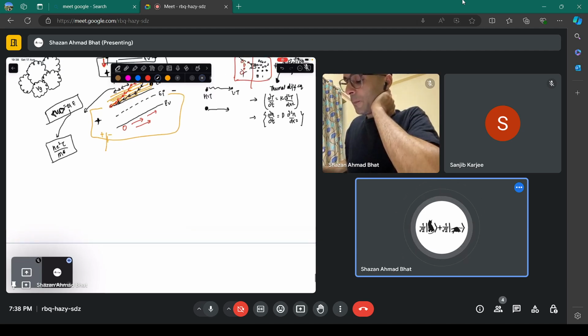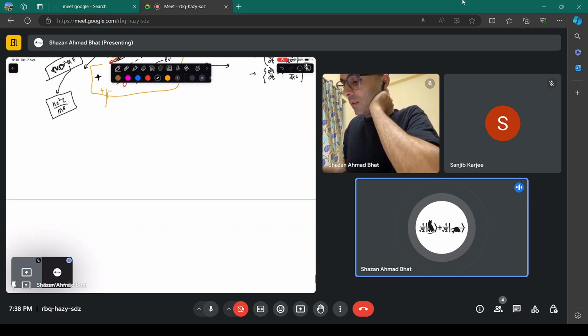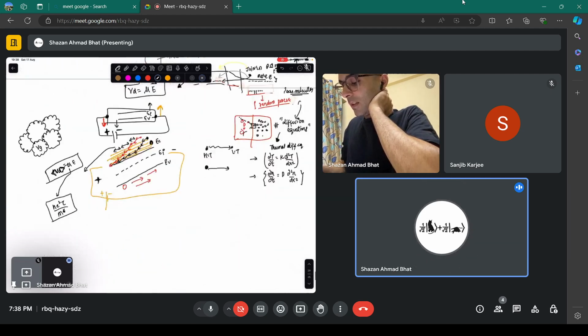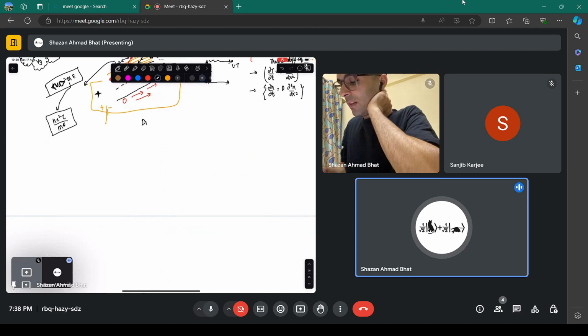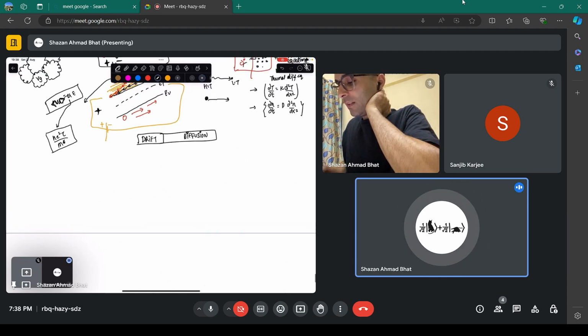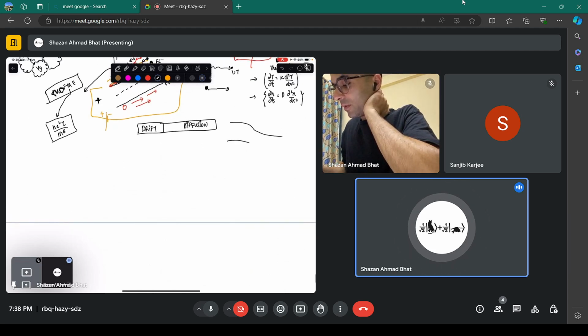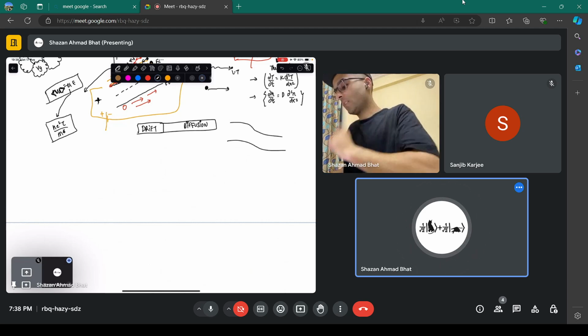Now, if you want to understand, this was drift velocity. Now the governing equations for the drift and for the diffusion, because the current flows due to both of these mechanisms. There is drift, there is diffusion as well. So whenever the diode is working, both mechanisms are happening. There is drift happening, there is diffusion also happening. So it's not only the drift or only the diffusion that is happening.